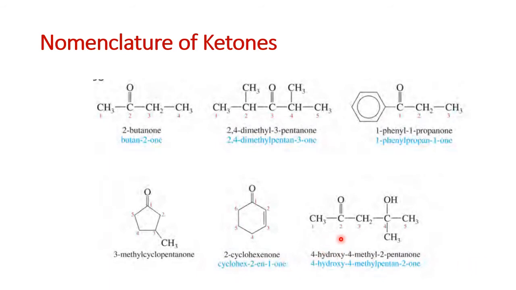This one is another bigger molecule. So 1, 2, 3, 4 and 5. At the 4 position we have hydroxy as well as methyl as branches. So its name will be 4-hydroxy-4-methyl-2-pentanone.